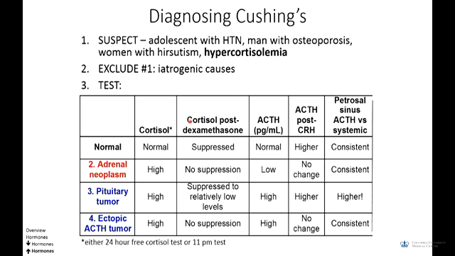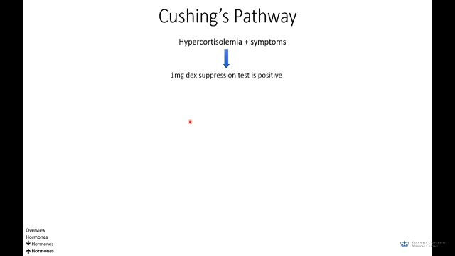Once you have, then you can start thinking about the other possible causes, so you can see whether it's got a high ACTH or a low ACTH. High ACTH, then you start thinking about pituitary or an ectopic, and so you can try and start looking through these other methods that they talk about in the lecture, like the petrosal sinus ACTH, to try and distinguish between the two.